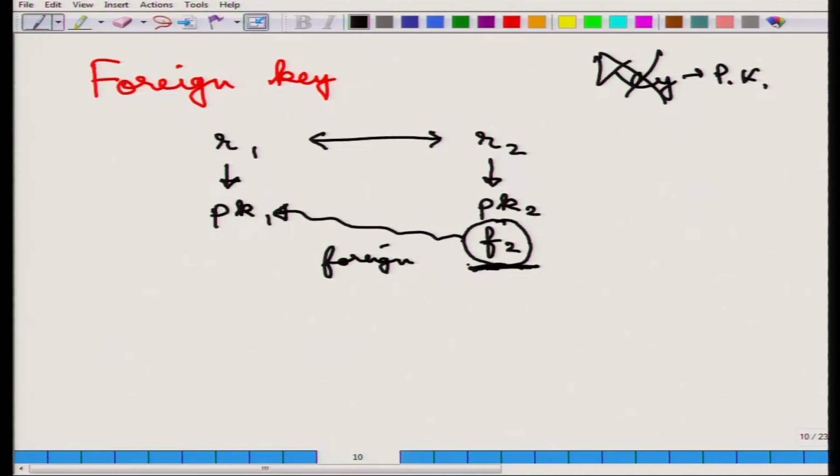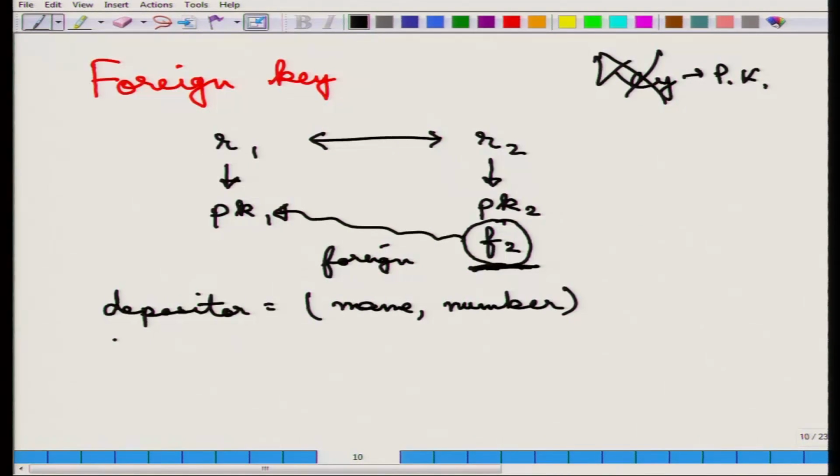So, this F2 is a primary key of something else, a foreign relation, and that is why it is called a foreign key. Let us consider an example of a bank accounting system, where there is a depositor relation. The depositor relation has, let us say, a name and a number.